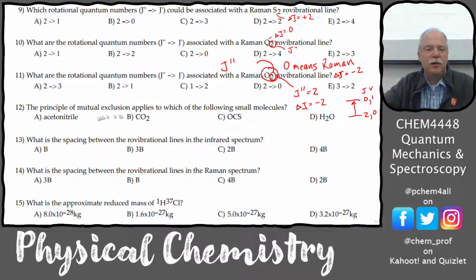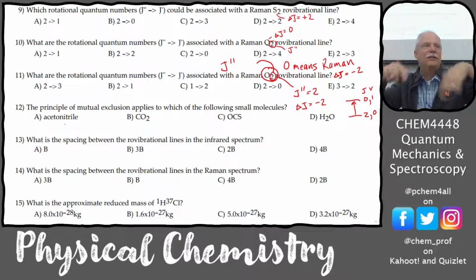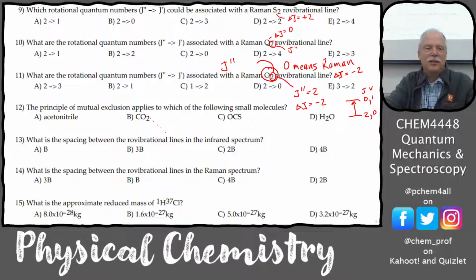Okay, let's look at this principle of mutual exclusion. I just mentioned that. Which molecule is centrosymmetric? And what does centrosymmetric mean? Centrosymmetric means it has an inversion center. And so OCS, again, those two atoms are not the same on the outside, so it's not. Water is bent. There's no inversion center there. Acetonitrile, I just drew it. It was a really complicated C3V molecule. So CO2 is the only one that has an inversion center, and so the rule of mutual exclusion applies to CO2.